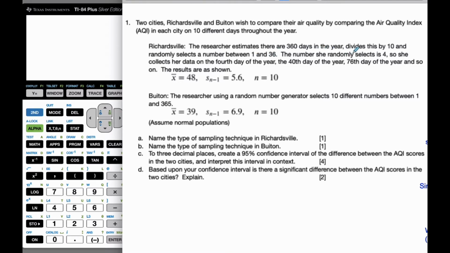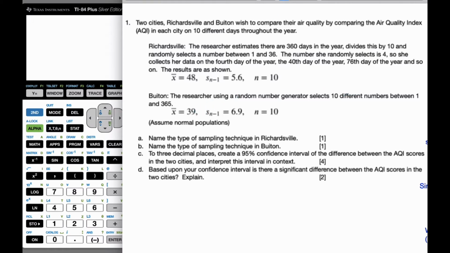The number she randomly selects is 4, so she collects her data on the 4th day of the year, the 40th day, and so on and so forth. The results are shown as this. In Boynton, they simply use a random number generator, selecting 10 different numbers between 1 and 365.